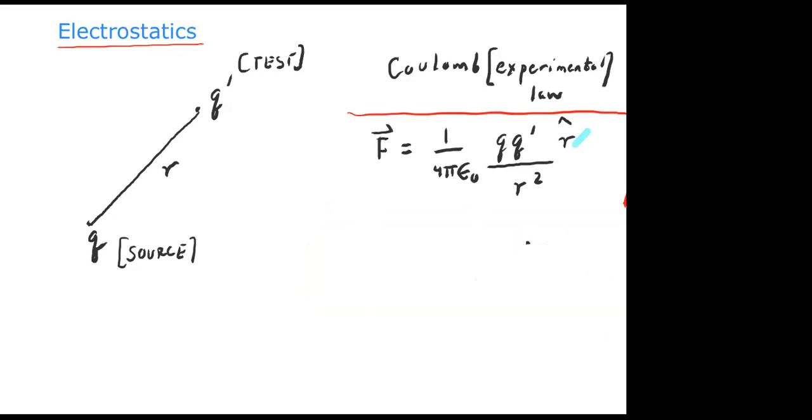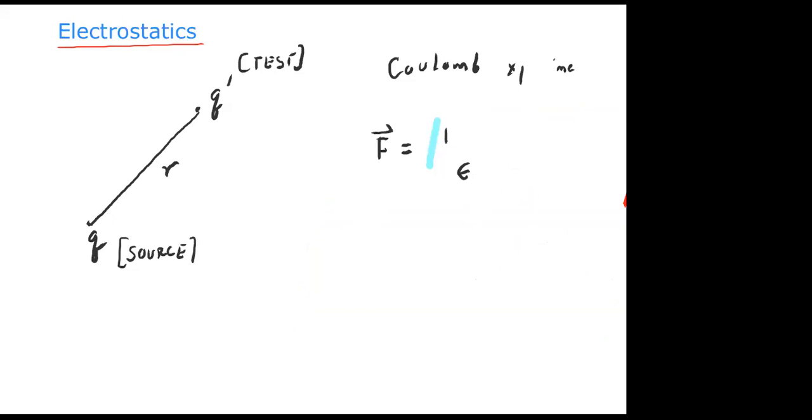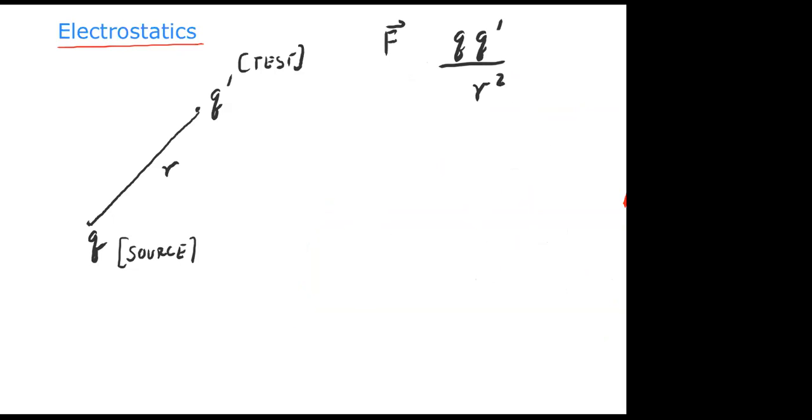It's going to tell us a couple of things. First of all, let's rewrite it. We'll write it up here. The force between my source charge Q and my test charge Q prime is going to be a force that goes like 1 over the square of the distance that separates those two charges. That force is going to be in a radial direction, and there will be a proportionality constant that I will always have to worry about, 1 over 4 pi epsilon naught, where epsilon naught is the permittivity of free space.